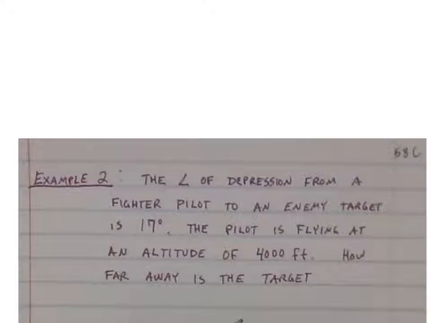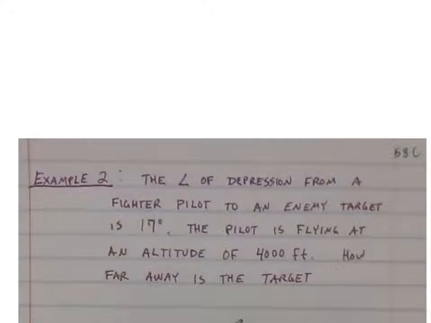Example 2 says the angle of depression from a fighter pilot to an enemy target is 17 degrees. It also tells us that the pilot is flying at an altitude of 4,000 feet, and we want to find out how far away the target is.